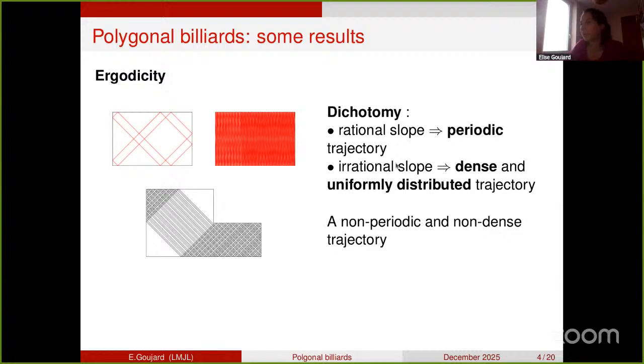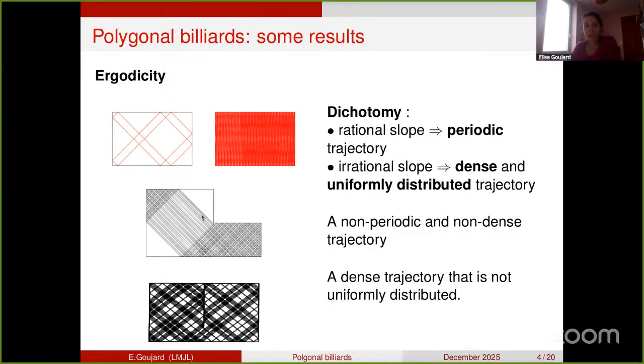So the first thing is no, it's not as simple as that. So here, if you take the L-shaped table, as in my first slide, this is an example of a non-periodic trajectory. So for that, you have to believe me, because I told you it's not periodic. But you can see, just looking at the picture, that it's a non-dense trajectory, and certainly not a uniformly distributed trajectory, right? So you can guess that it will never visit the corners in white, right?